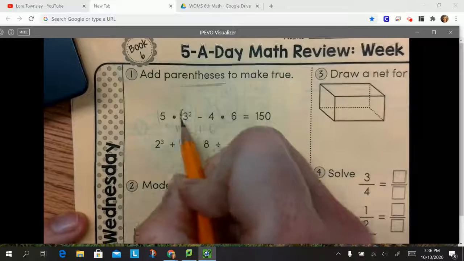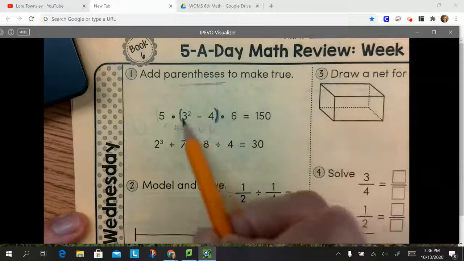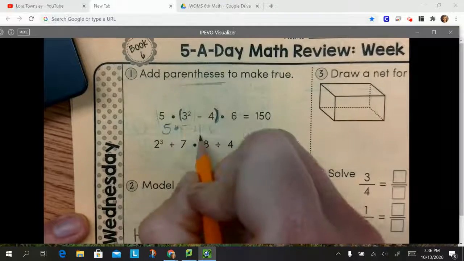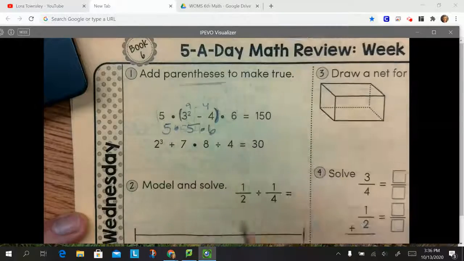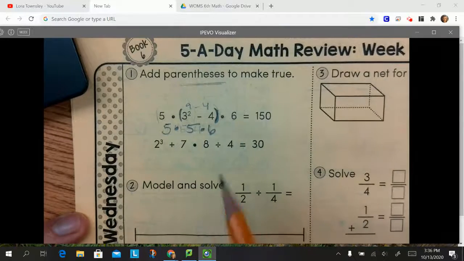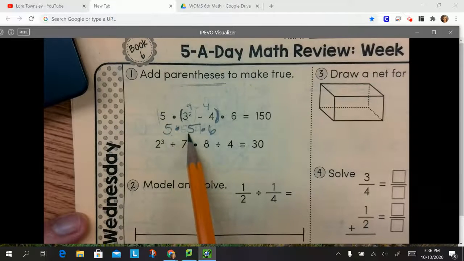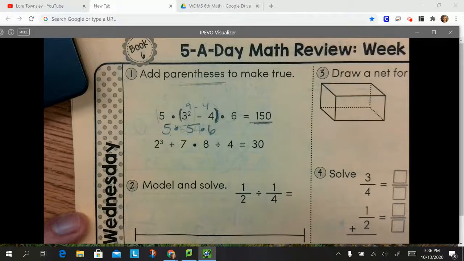What you have to do is you need to put the parentheses around these two numbers, the 3 squared minus the 4, because the problem then becomes 5 times 9 minus 4, which is 5 times 6. Okay? And it works out because 5 times 5 is 25. 25 times 6 then becomes 150. But it took me 4 tries to get that right.